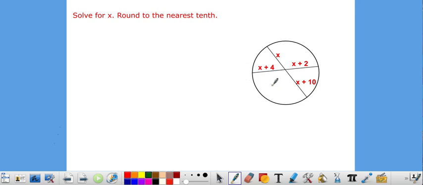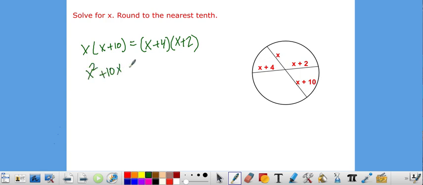Solve this equation for x, round to the nearest tenth. Well, we have to just set this up the same way as we did the last one. So I'm going to do x times x plus 10. I'm going to remember to use parentheses like a good kid. Equals x plus 4 times x plus 2. Now we solve that. Don't be afraid of the algebra. We can distribute here. You get x squared plus 10x. And then on the left you have to FOIL.